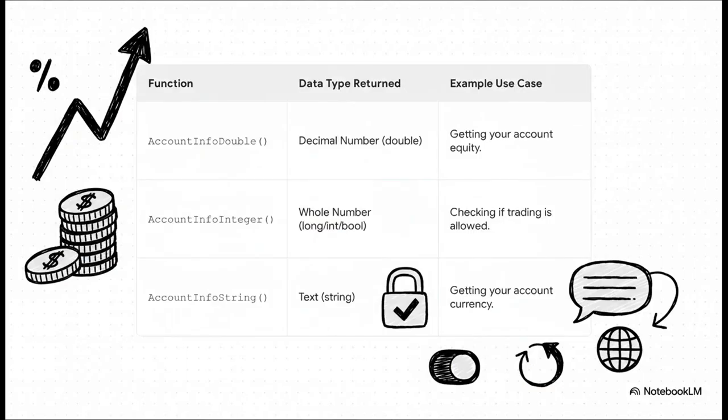And you know what's great? MQL5 keeps it simple. It all boils down to just 3 core functions, and each one is for a different type of data. First, you've got AccountInfoDouble. That's for any decimal number, like your account equity. Then there's AccountInfoInteger. That one's for whole numbers, things that are true or false, like checking if trading's even allowed. And finally, AccountInfoString is for text, like getting your account's currency. That's it? Simple, right? But believe me, these 3 are incredibly powerful.